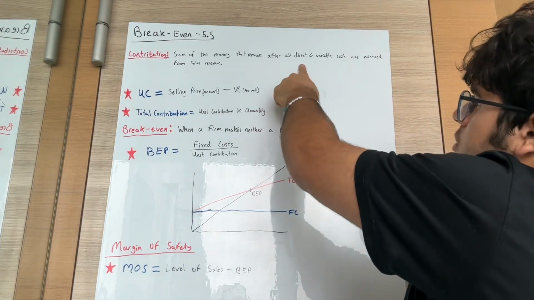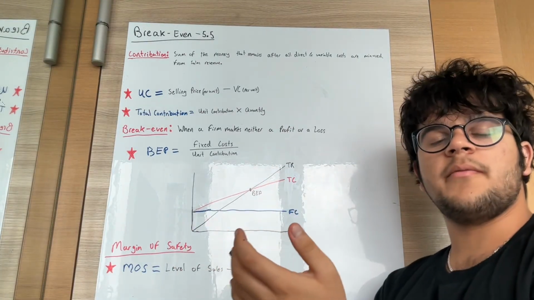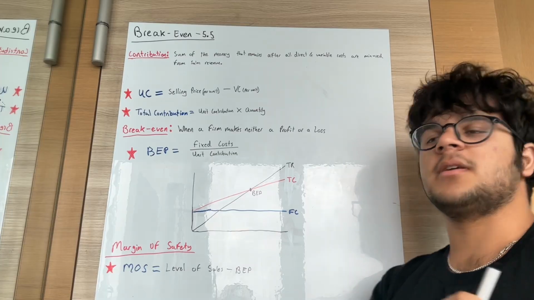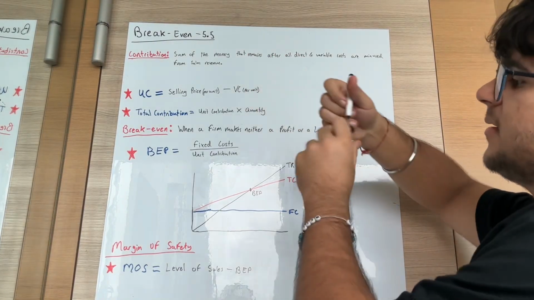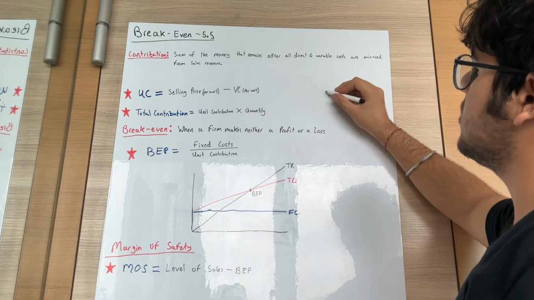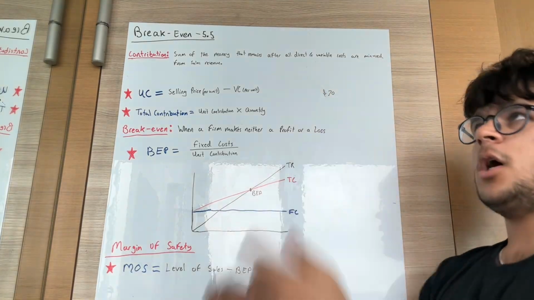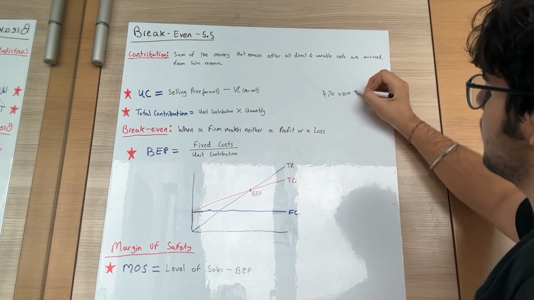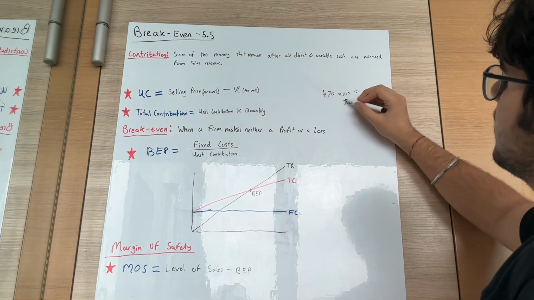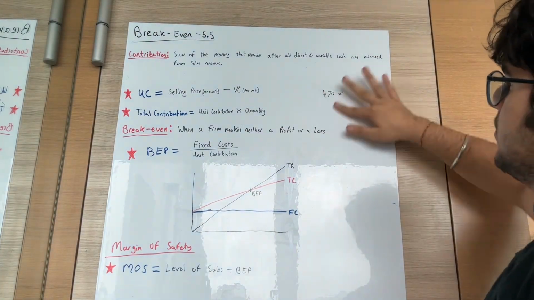So total contribution is just the idea of how much total profit do you have without looking at fixed costs. So that's where you do your unit contribution times your quantity. Because if I make $70 per bag of milk I sell, if I sell 100 bags of milk, then my total contribution will be $7,000 because it's just 70 times 100.